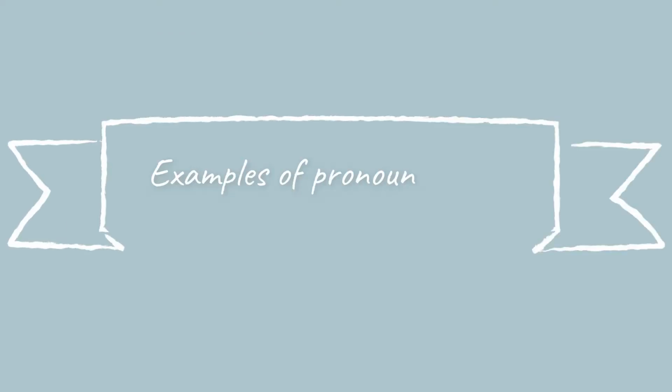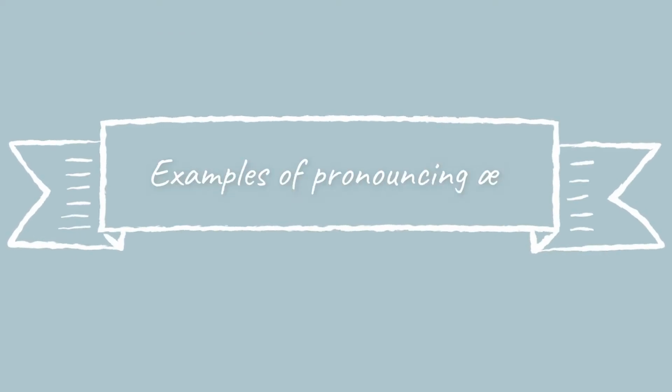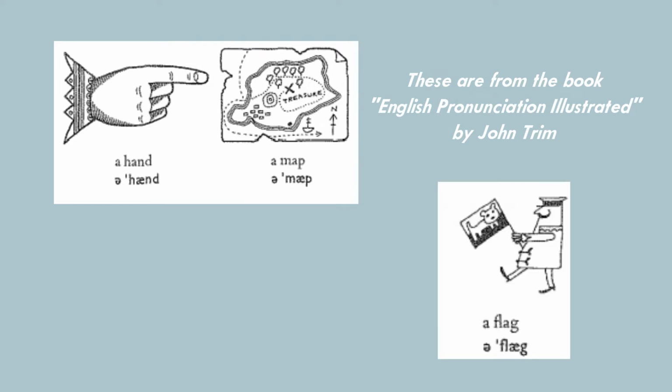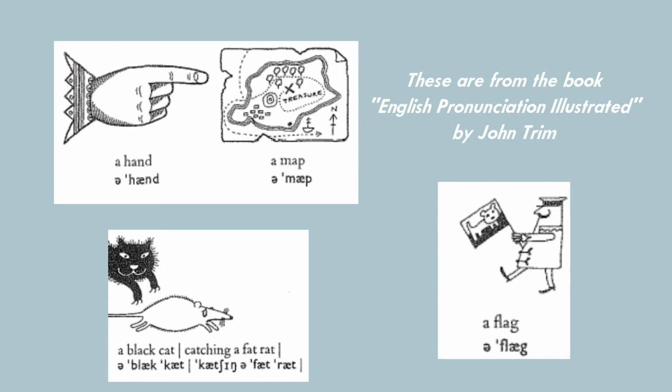So, how do we pronounce it? It is pronounced A. Now, let's look at the examples in words and sentences. A hand, a map, a flag, a black cat catching a fat rat.